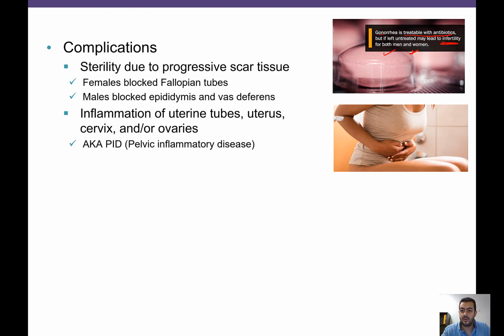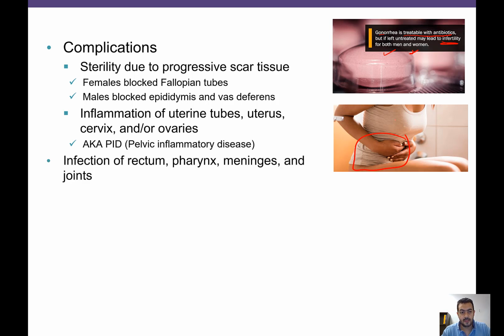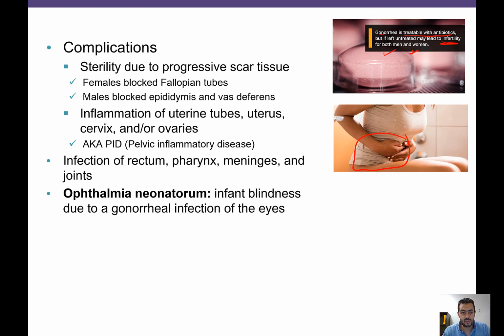So all the area of the pelvis will be inflamed, and because of that, we said Neisseria gonorrhea can cause two diseases: gonorrhea, which includes urethritis, and pelvic inflammatory disease. It can also cause inflammation of the rectum, pharynx, meninges, and joints. So infection in all of these can also be caused by Neisseria gonorrhea.